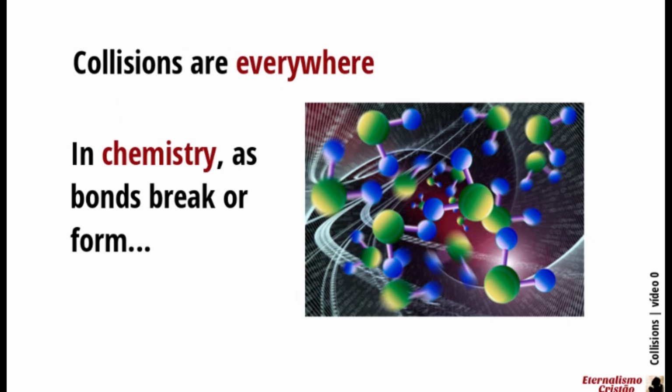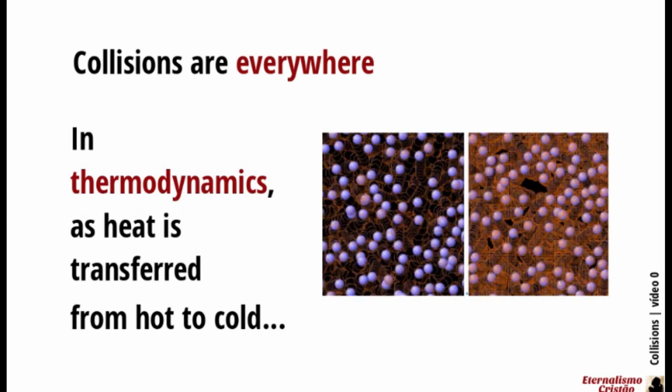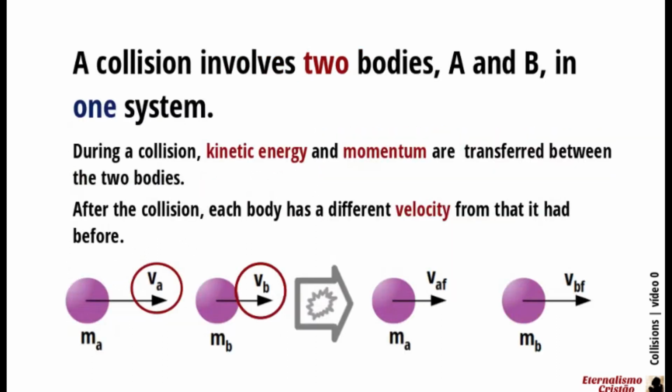Collisions are everywhere. In chemistry, as bonds break or form. In thermodynamics, as heat is transferred from hot to cold. A collision involves two bodies, A and B, in one system. During a collision, kinetic energy and momentum are transferred between the two bodies. After the collision, each body has a different velocity from that it had before.